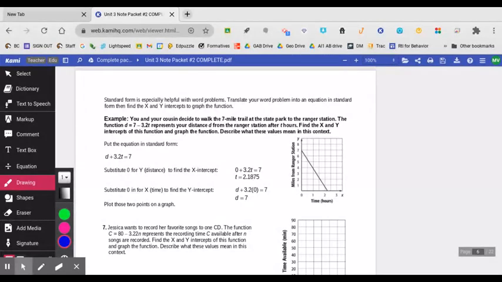Describe what these mean. So to find the x-intercept, I substitute 0 for d, and I get that that's 2.1875. To find the y-intercept, I substitute 0 for t, and I get d equals 7. Plot these points. What does that mean? Well, that means that when t equals 0, I have 7 miles to travel. And when time is equal to 2.1875, I'm at the ranger station.